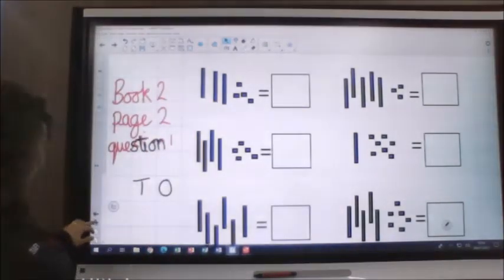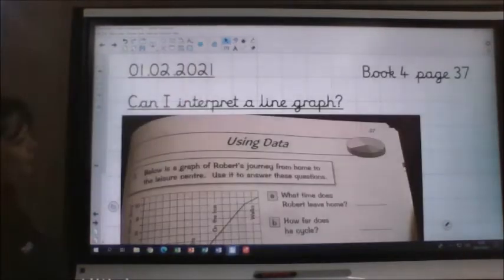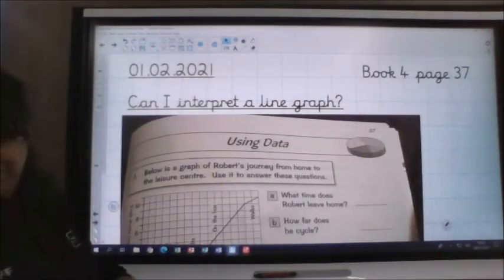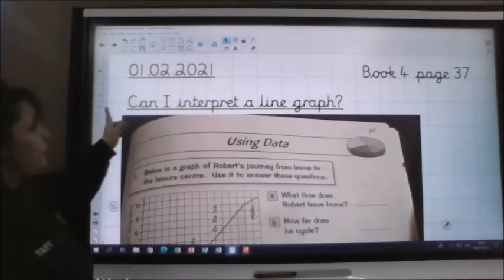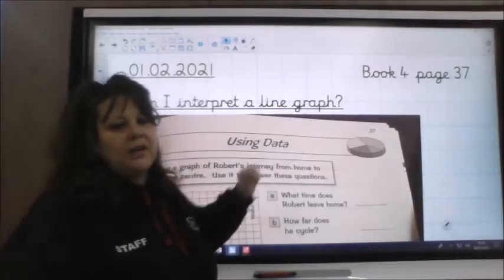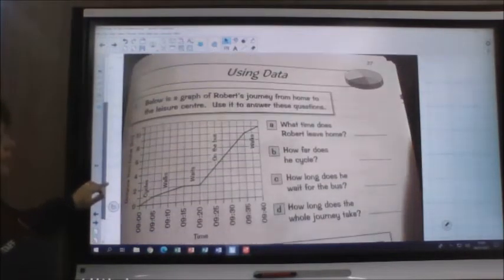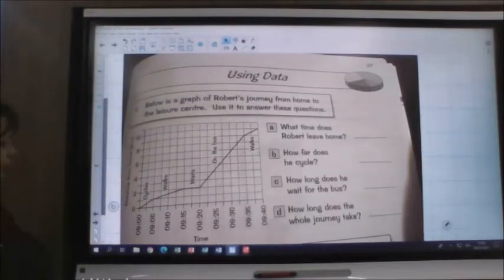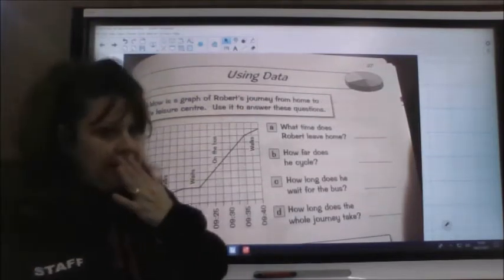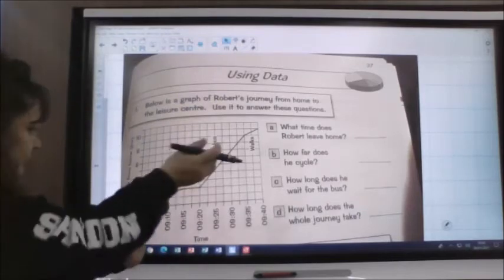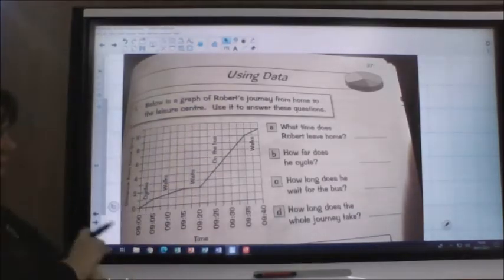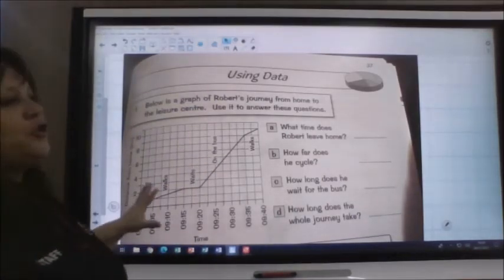Right, everybody else. You are going to be having a little look at book 4, page 37 to start off with. We're going to be having a little look at something different. We're going to be interpreting line graphs, as our learning question says today. And line graphs are a really good way of giving us quite a bit of different information. Okay, so here we go. Let's have a little look at what we're going to be doing.